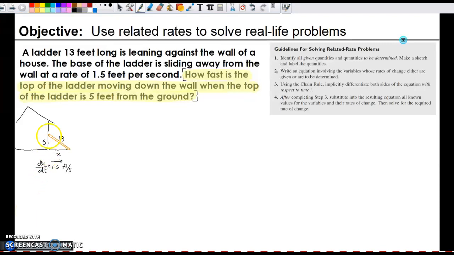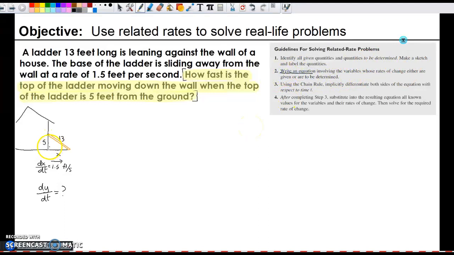What I want to know is how fast the top of the ladder is going downward. Okay, how fast it's sliding downward? Well, this is called our y typically. I want to know how fast the y is changing. So I want to know dy with respect to time t. That's what I'm looking for. So far, I've done step 1, identified all the given quantities and the ones to be determined, and I labeled them. And I made a sketch, and so I have to write an equation now.